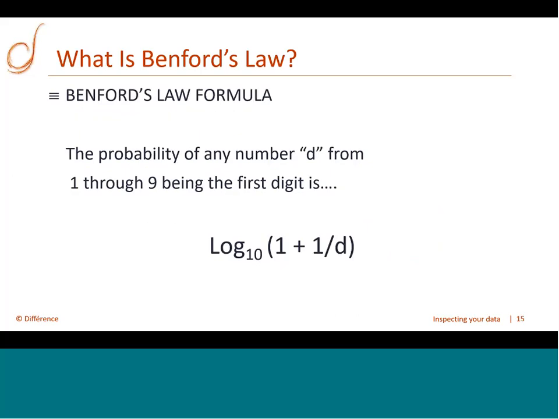So Benford's law is actually a law with a formula. And the formula is the following, if you want to eventually implement that in Excel. The probability of any digit D from 1 to 9 being the first digit of any number is equal to the formula you see below. This is what gives us our 30% for the number 1 being the first digit.